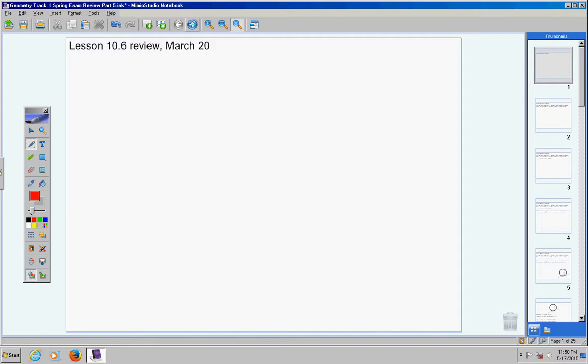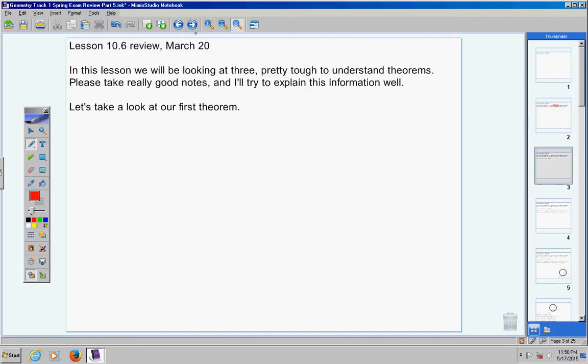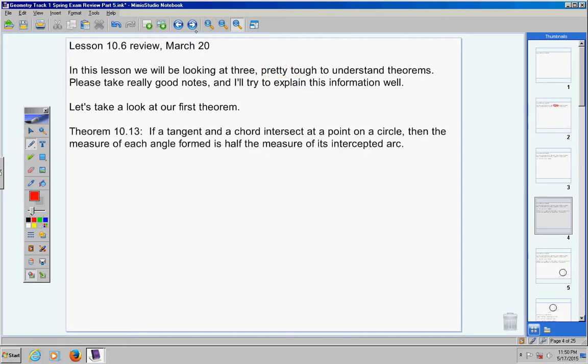Lesson 10.6. Now, in this lesson, we'll be looking at three pretty tough to understand theorems. So take really good notes, and I'll try to explain this information well. Let's take a look at our first theorem. You do not need to copy this down, although you're more than welcome to. It's theorem 10.13.